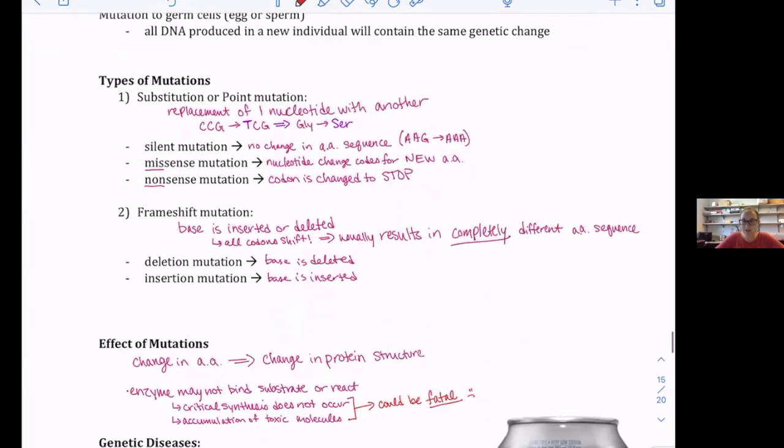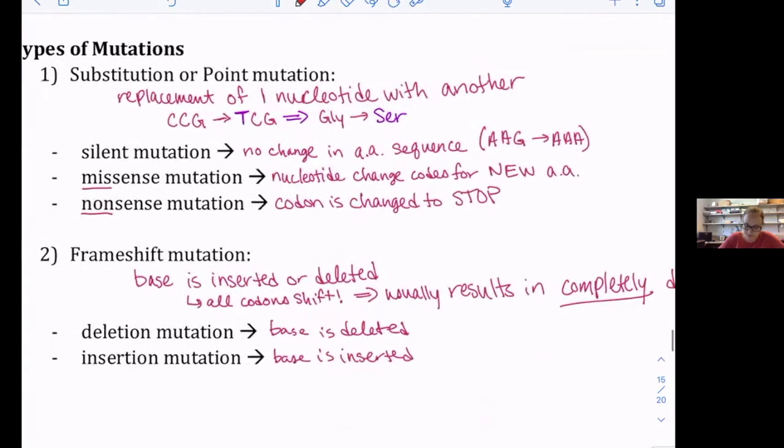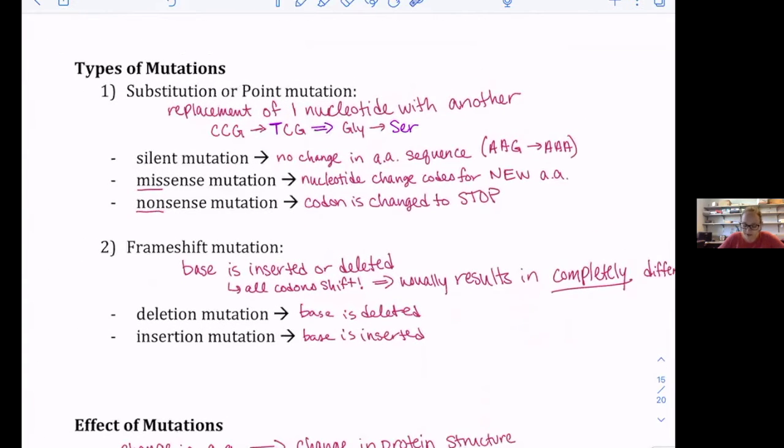So, types of mutations. There are point mutations, or substitution mutations. They're called similar things. This is where you take one nucleotide that's incorrectly put together and it switches. For example, I wrote this really small, sorry guys, you could have CCG changed to TCG. It then could code for a different amino acid, but it would just be one, it wouldn't be a whole chain of differences.